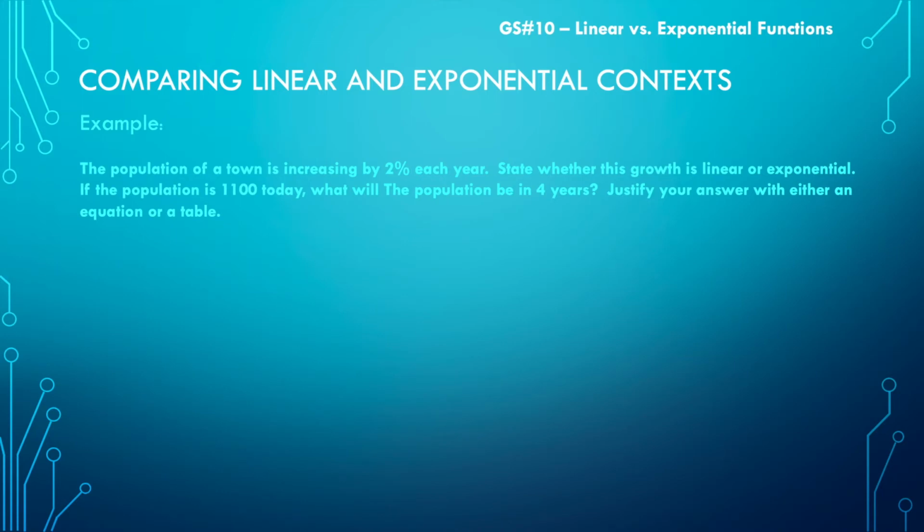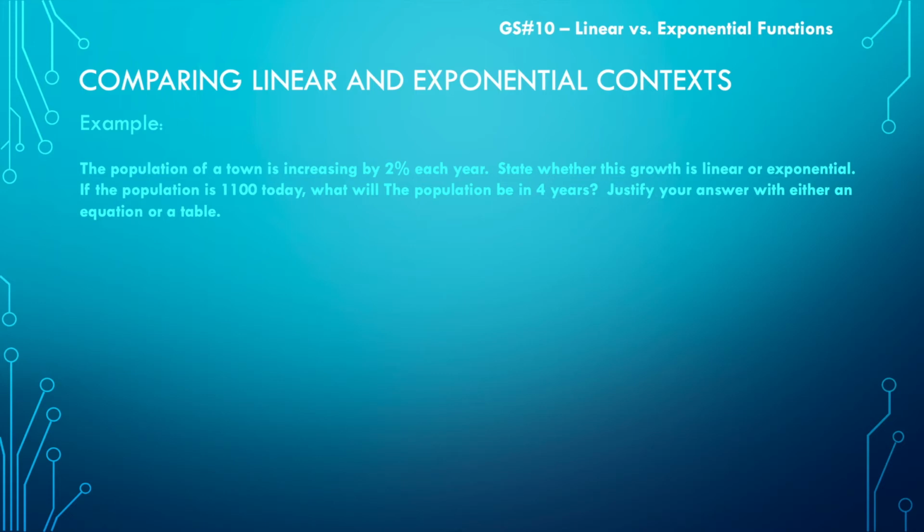Again, we've got some words, so we want to slow down and read the words, all right? The population of a town is increasing by 2% each year. State whether this growth is linear or exponential. If the population is 1,100 today, what will the population be in about 4 years? Justify your answer with either an equation or a table.